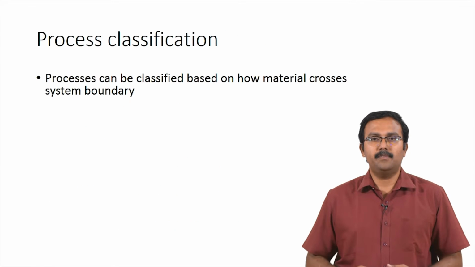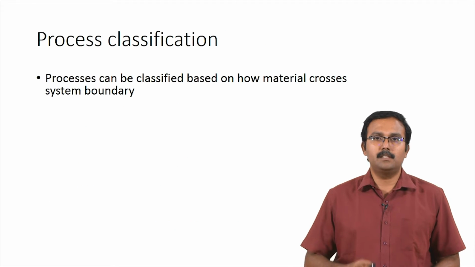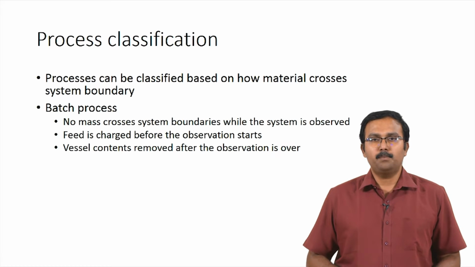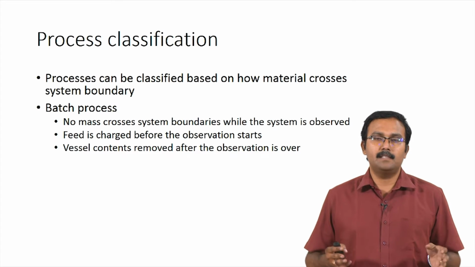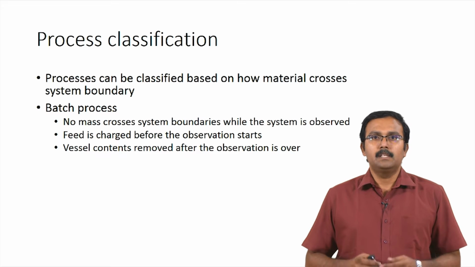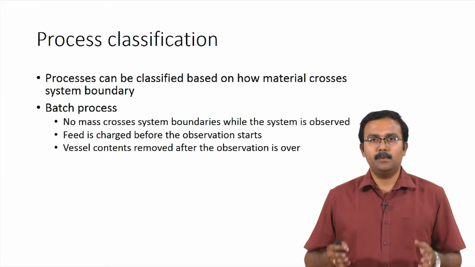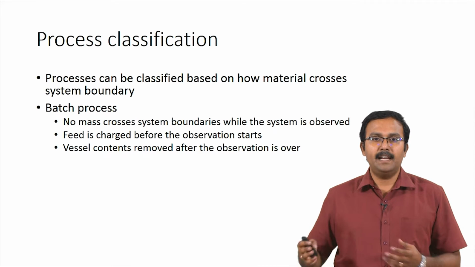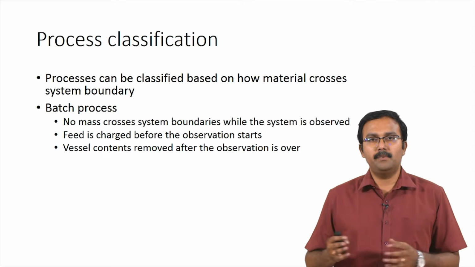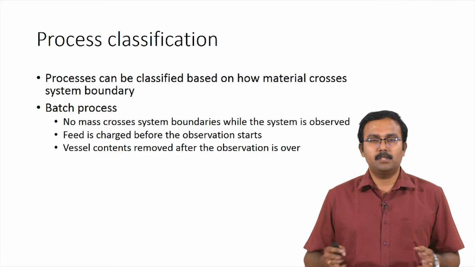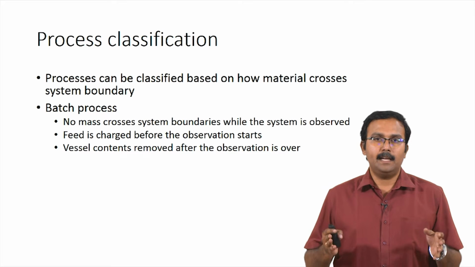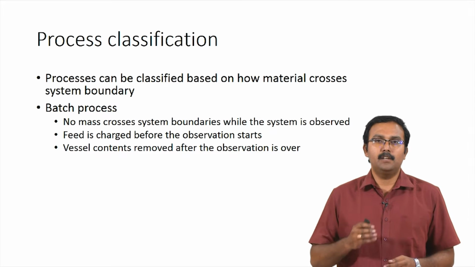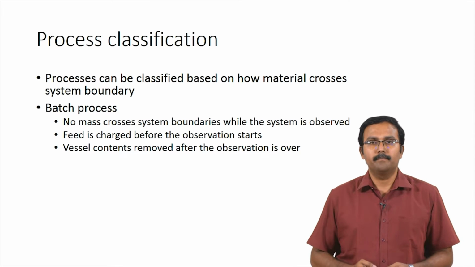Processes can be classified based on whether material crosses the system boundary or not. A batch process is one where no mass crosses the system boundary while the system is being observed. So, any material which is required for the system is fed before the observation starts, and after the process completes, the final output is taken out. So, during the time of observation, materials do not cross the system boundary.